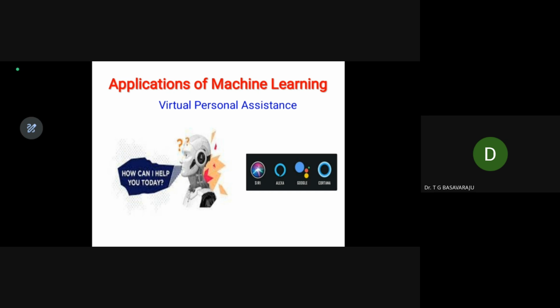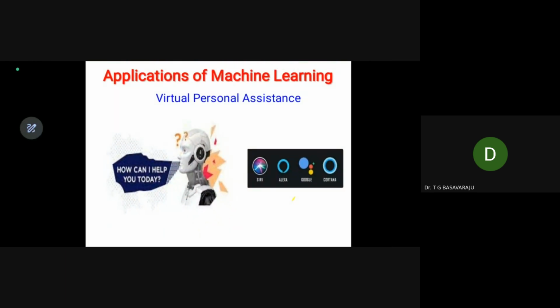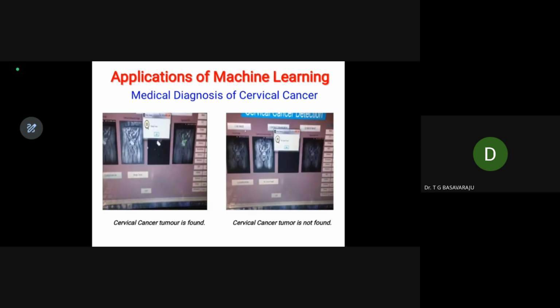And virtual personal assistants, so Siri, Alexa, Google, Cortana, so how can I help you? So this kind of applications we have been seeing. And email spam and malware filtering, so whatever the mail that comes to your inbox, that has to be divided into either spam or non-spam, and this is also an application of machine learning only. So naive algorithms would be used here for this.